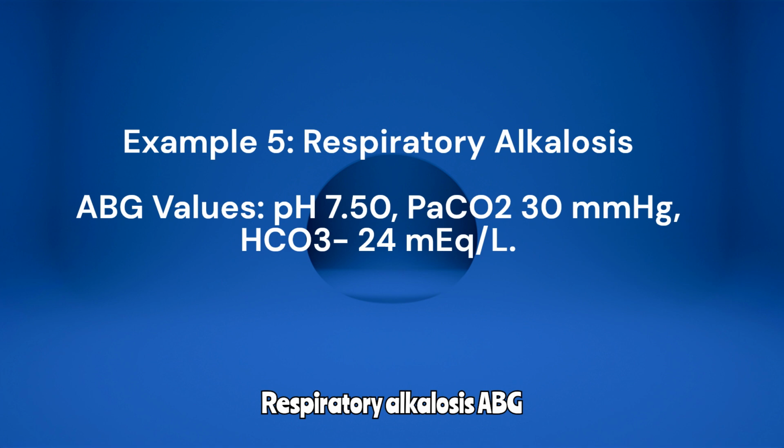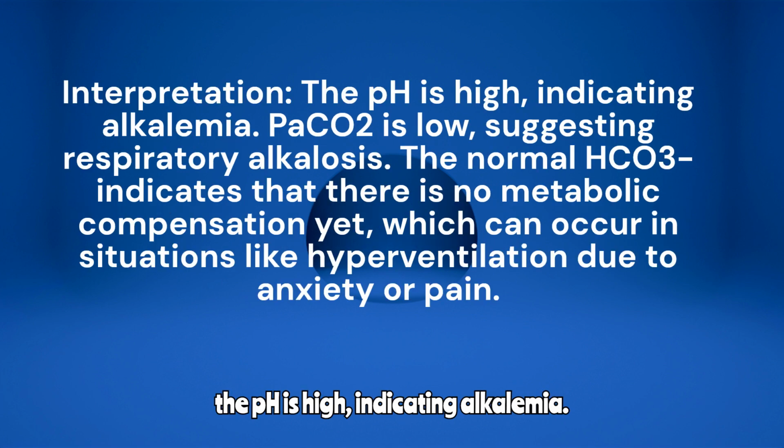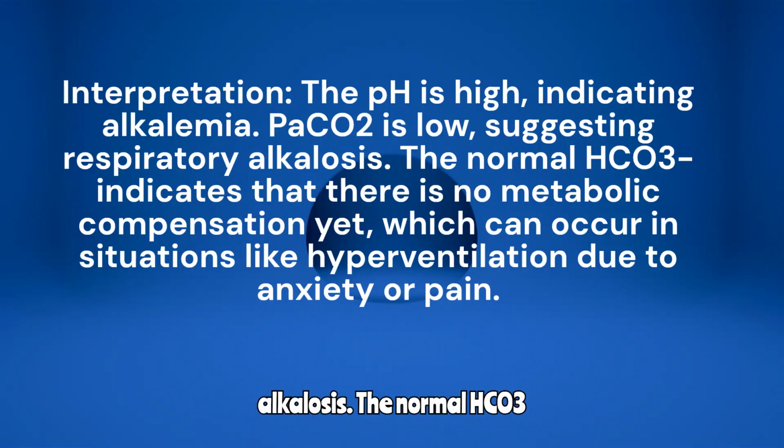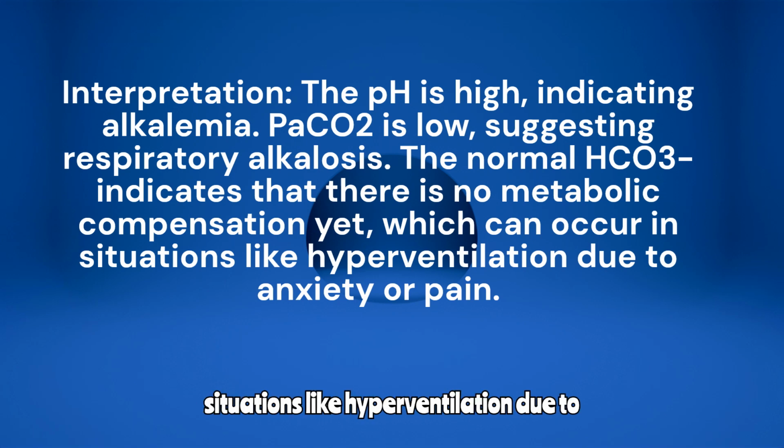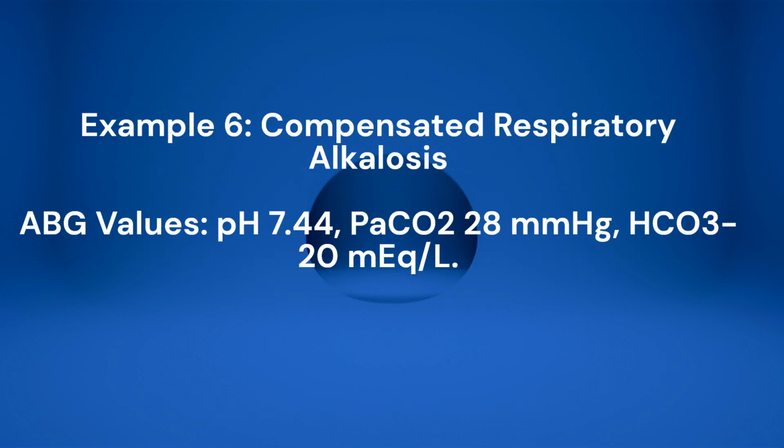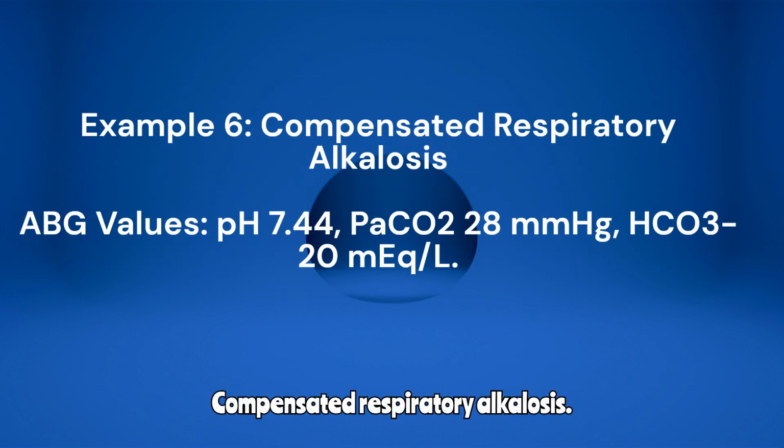Example 5, respiratory alkalosis. ABG values: pH 7.50, PaCO2 30 mm of mercury, HCO3 24 milliequivalent/L. Interpretation: the pH is high, indicating alkalemia. PaCO2 is low, suggesting respiratory alkalosis. The normal HCO3 indicates that there is no metabolic compensation yet, which can occur in situations like hyperventilation due to anxiety or pain.